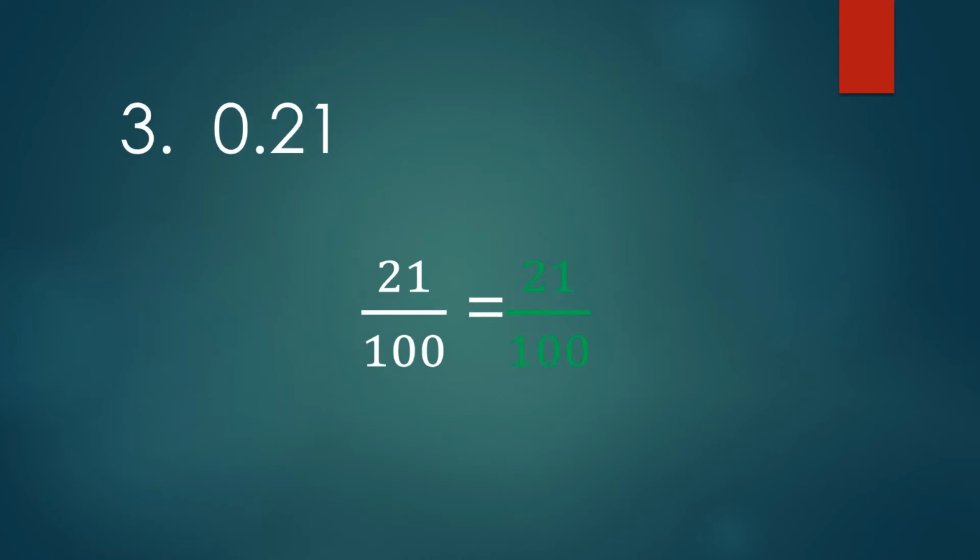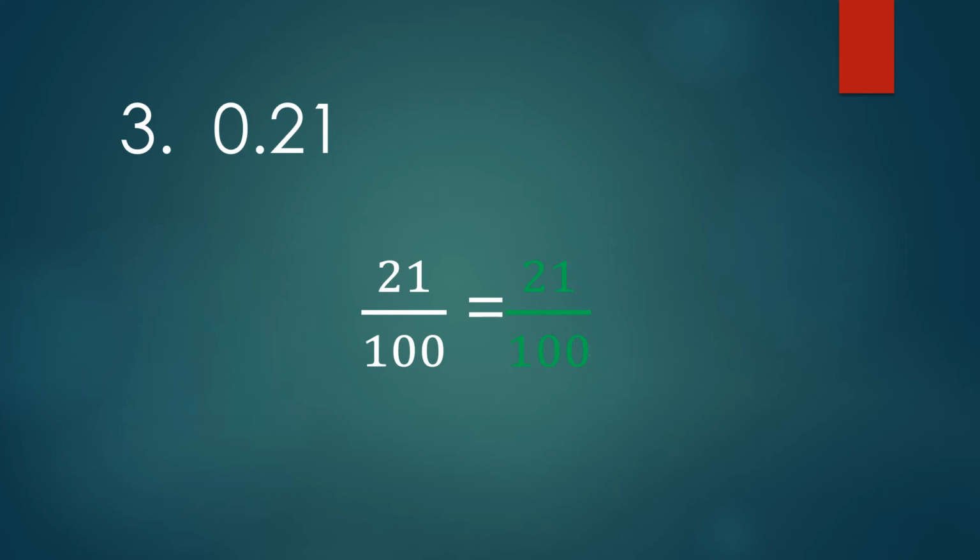Let's proceed to number 3. The given is 0.21. So how will we convert this terminating decimal to a fraction? In 0.21, 1 is our tenths and 2 is our hundredths. So therefore, our decimal number is in the nearest hundredths. Let's just write 21 as our numerator, and since our decimal is in the nearest hundredths, our denominator will be 100. So our answer will be 21 over 100.